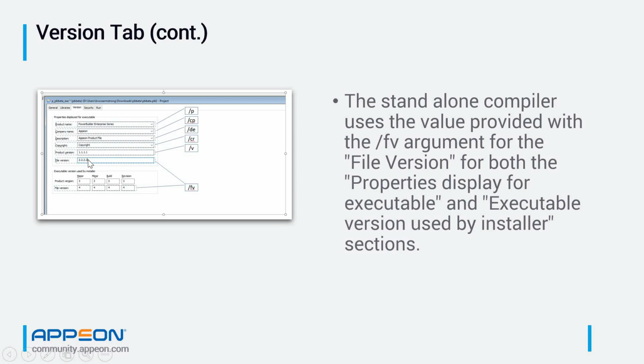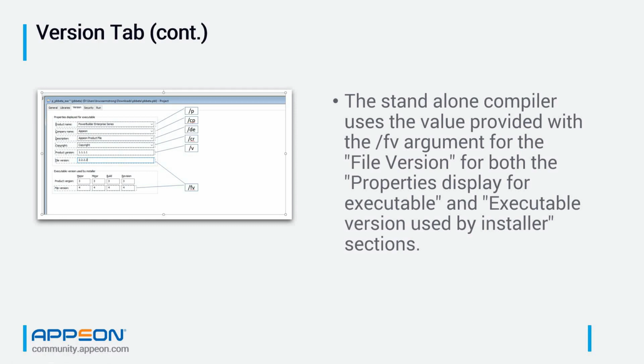And this takes a string value. You can put anything you want here. Down here it says executable version used by installer, and this takes 4 numbers each. Once again, a product version and a file version. Now notice the product version for the executable version used by installer can't be set through the command line compiler, and that the file version that's used is passed through a single argument.